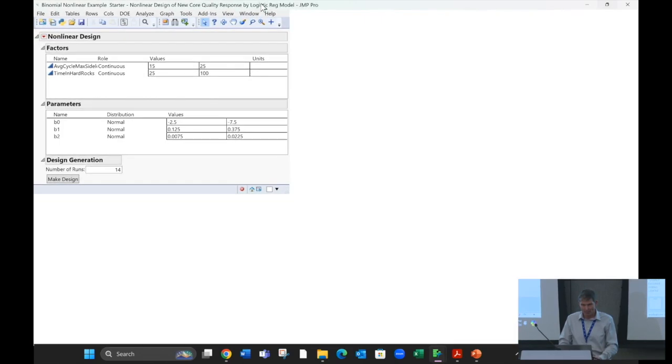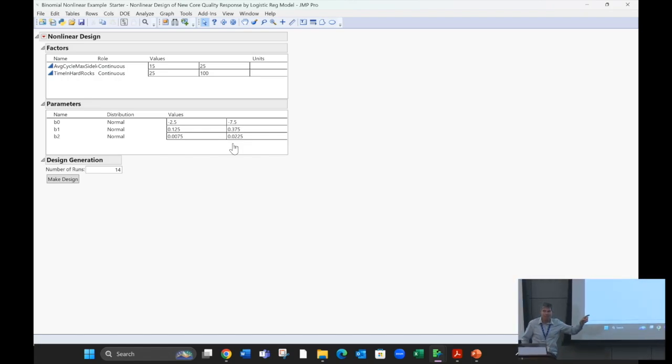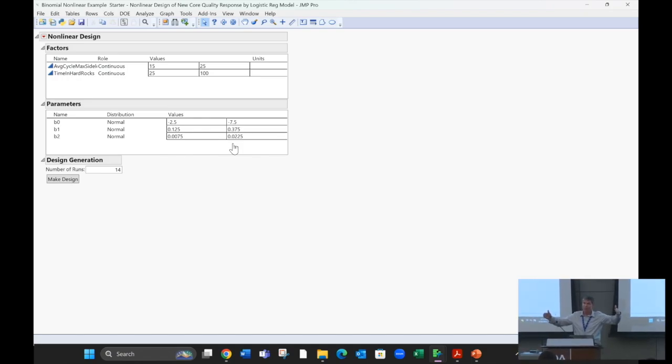What happens now is I have these parameters, and do you see how it goes from -2.5 to -7.5, 0.125 to 3.75? That's a pretty wide swath. So this is what we'll call a diffuse prior. This is kind of like Bayesian that we're doing here. So this is a diffuse prior.